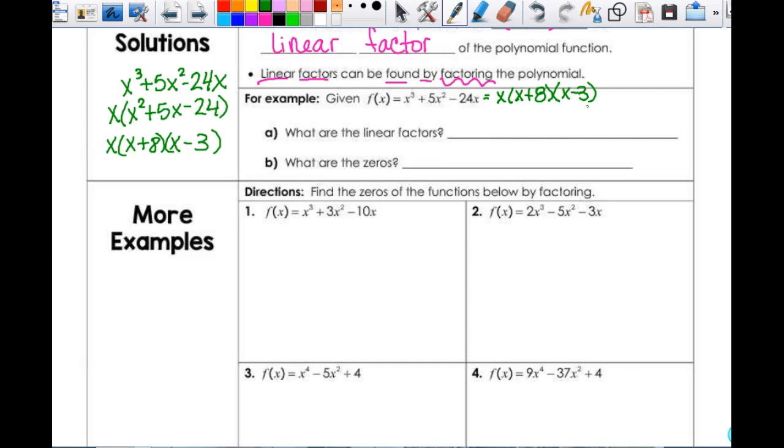It says, what are the linear factors? Well, these three factors here, those are my linear factors. So x times x plus 8. No, I don't want to do it as times. Sorry. I was trying to list it, and then I got ahead of myself.